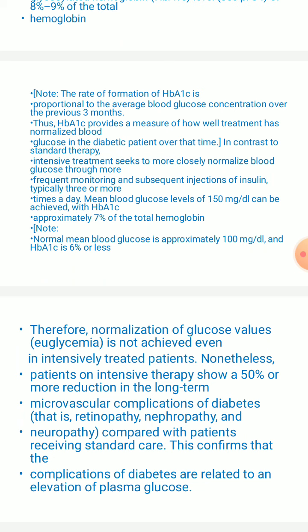Normalizing the blood glucose value is called euglycemia, which is not achieved even in intensively treated patients. You have to maintain the normal blood glucose by giving insulin injections and monitoring the patient. Euglycemia is not achieved even if you are treating the patient intensively, that is by giving the insulin injection continuously, three times a day.